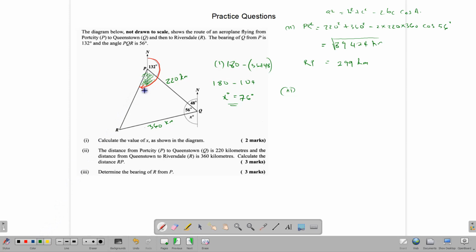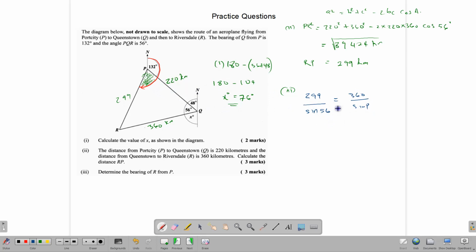We can find that angle using the cosine rule, the sine rule rather. We could use the cosine rule to find it because we have all 3 sides, but let's use the sine rule. So we can say the 299, that's this side, over the sine of 56 is equal to this side, 360, divided by the sine of the angle opposite to it. That is the sine, let's call it P.